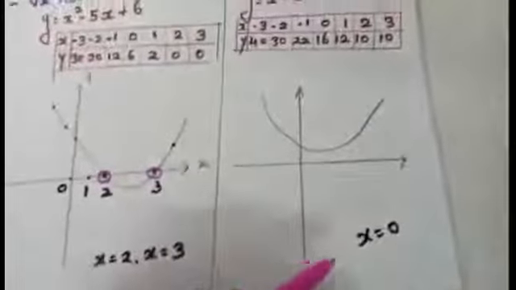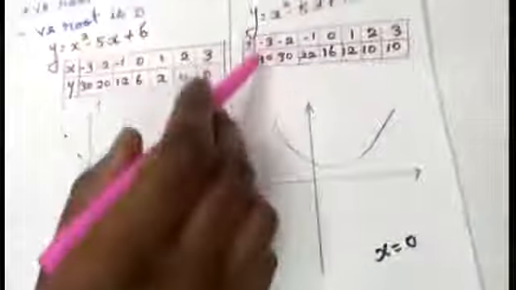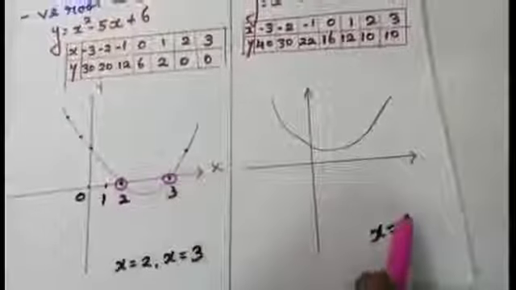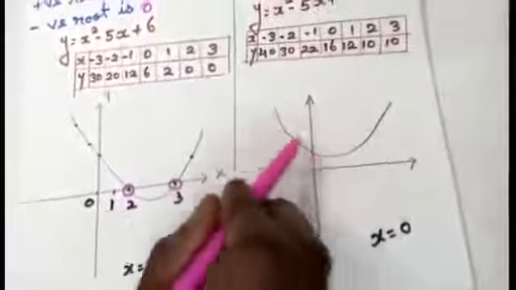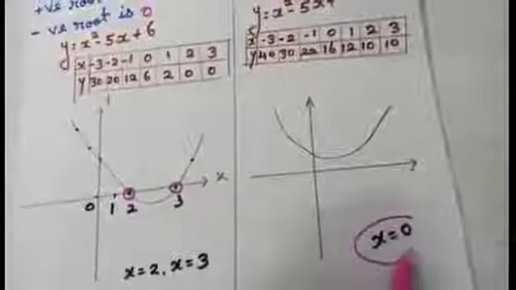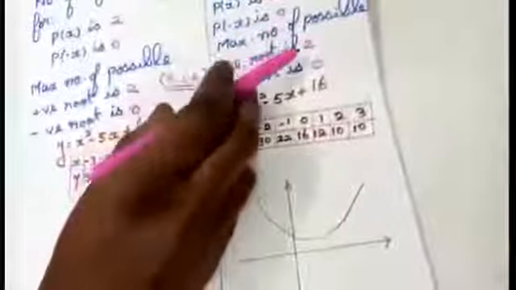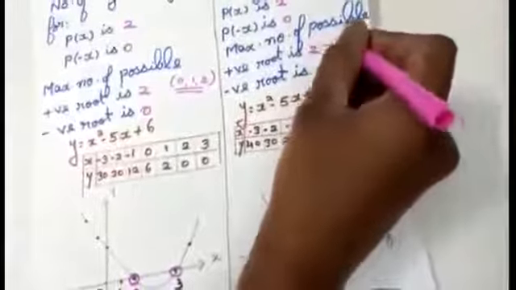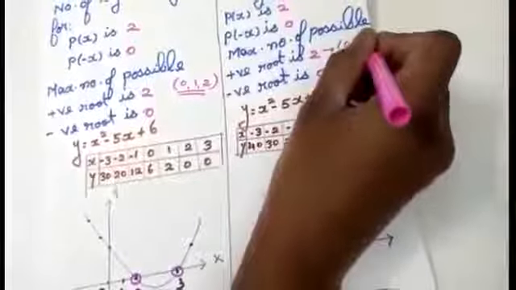Similarly, if you come to this place, you will be drawing the graph. And if you check here, the number of roots is 0, since the graph is not touching the x-axis. You may get a doubt: Miss, maximum number of positive roots is 2, so how am I getting 0 here? Our concept is it can be 0, 1 or 2.